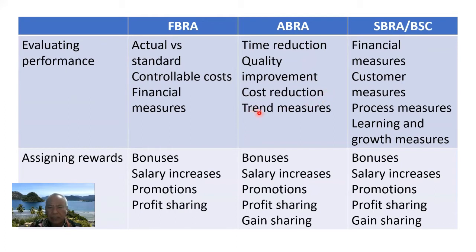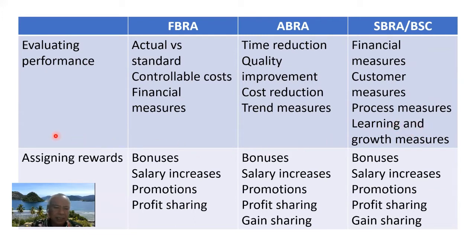And then we can look at the trend. If the trend is decreasing, for example for time, or defective products, or cost reduction, we can say we have good performance. In strategy-based responsibility accounting, or the balanced scorecard, we evaluate the performance based on four perspectives: financial measures, customer measures, business process measures, and also learning and growth measures.